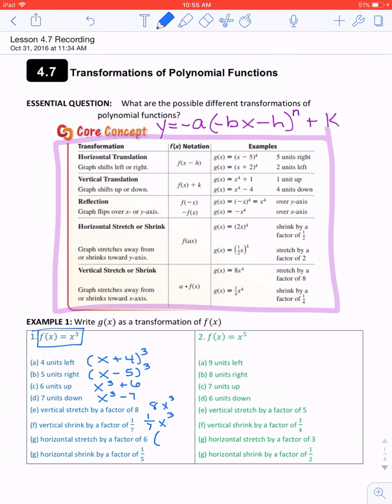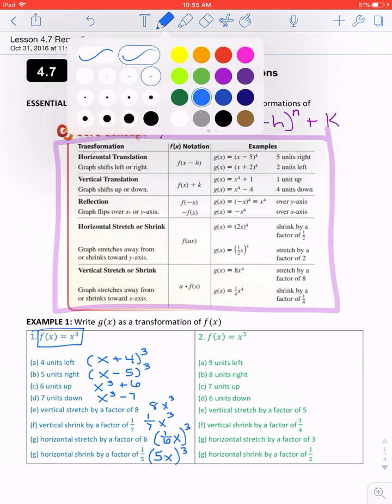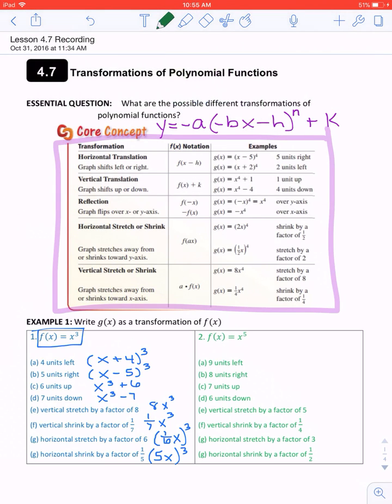So this is actually 1/6 x cubed. And a horizontal shrink by a factor of 1/5, so I'm going to reciprocate that. So 5x cubed. All right, I'll show you the answers for number 2, just in case you want that extra practice. You are starting with x to the 5th, so do those on your own and then look back to see what I did.